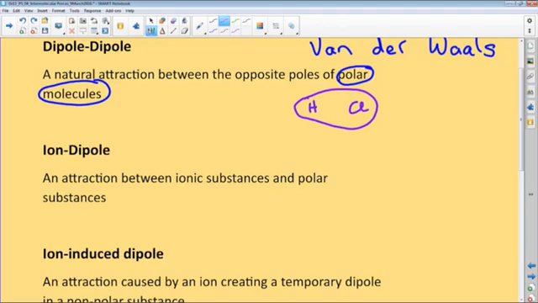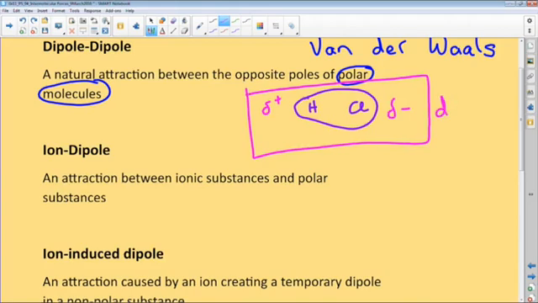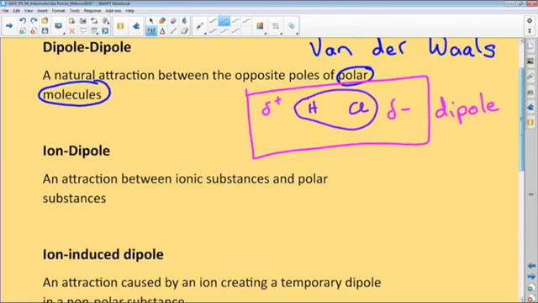And we said that this was slightly positive and this one is slightly negative. This here is termed a dipole, di meaning two and then poles. So a compound that is polar is also known as a dipole. When we have a dipole-dipole interaction, it means that it's polar molecules that are interacting. Make a note of that, please.